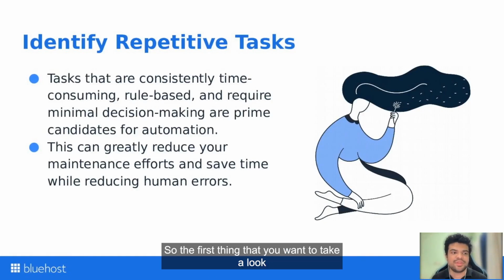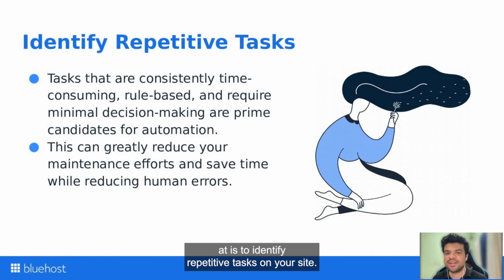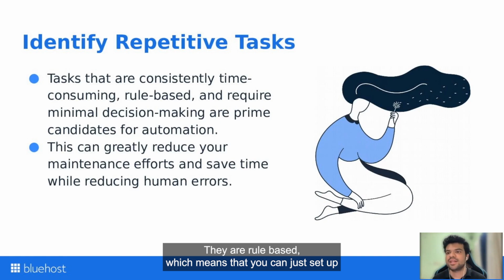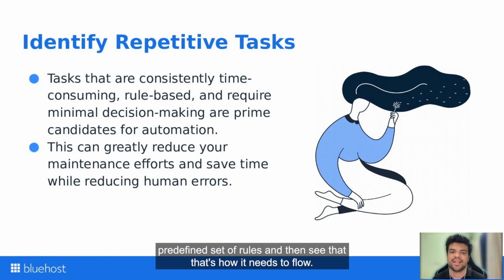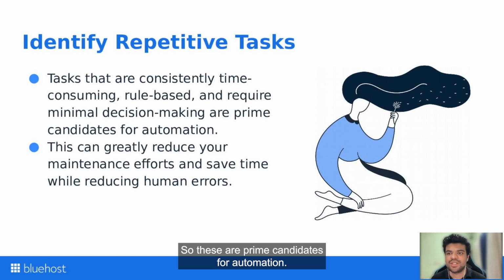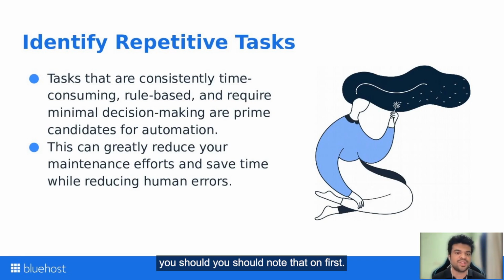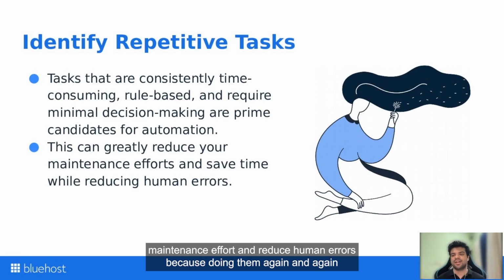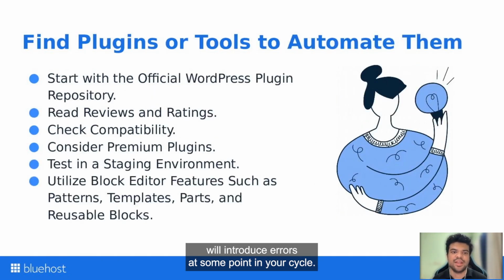So the first thing that you want to take a look at is to identify repetitive tasks on your site. Repetitive tasks can basically be time consuming. They are rule based, which means that you can just set a predefined set of rules and say that's how it needs to flow. And these kinds of tasks require minimal decision making. So these are prime candidates for automation. If you find a task like this on your website, you should note that down first. The second thing is that identifying repetitive tasks will reduce your maintenance effort and reduce human errors, because doing them again and again will introduce errors at some point in your cycle.